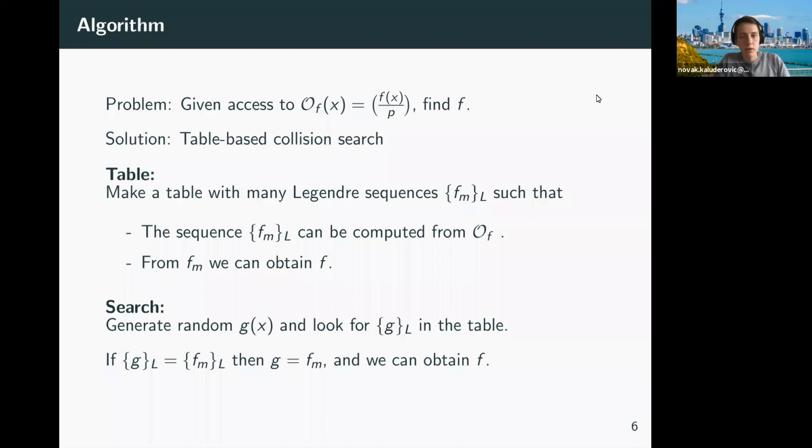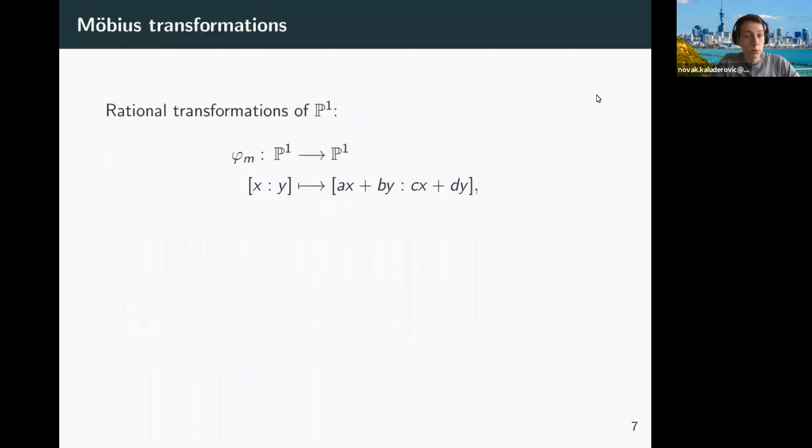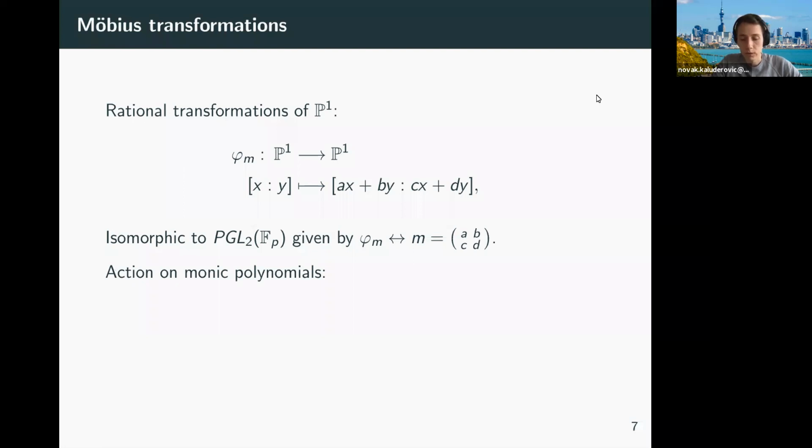So how do we define these polynomials f_m? To define them, we will use rational Möbius transformations. We know these are transformations of P^1 that send (x, y) to (ax plus by, cx plus dy). And it is well known that the group of rational transformations is isomorphic to PGL_2, and elements can be represented as matrices (a, b, c, d). And there is a natural action of these matrices on monic polynomials.